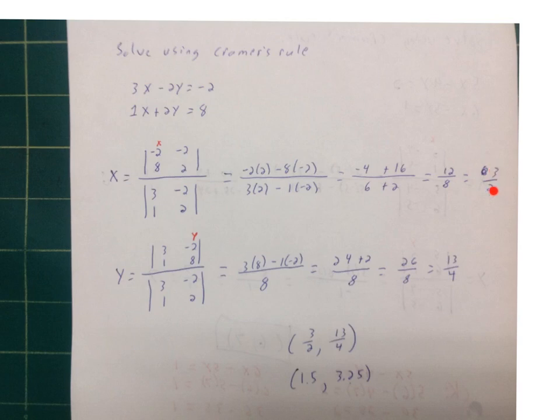You get 3 halves. When I go to evaluate this determinant, the denominator is the same as before. So I just put down 8. I'm not going to reevaluate it. In the numerator, you have 3 times 8 minus 1 times -2. That'll be 24 plus 2, 26 eighths. Divide each of them by 2, it'll be 13 fourths.